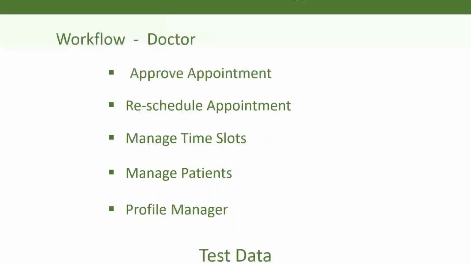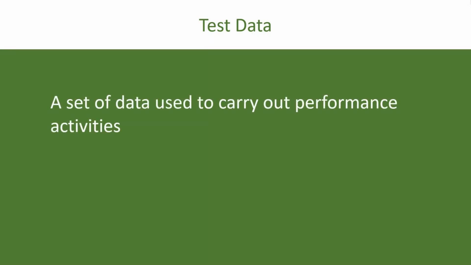But yes, let's also look at this part, that is test data. So what is test data? It's just a set of data that is used to carry out performance activities. See, for example, if we are going for an execution for 500 users, we should have 500 unique usernames and passwords. This is the test data.